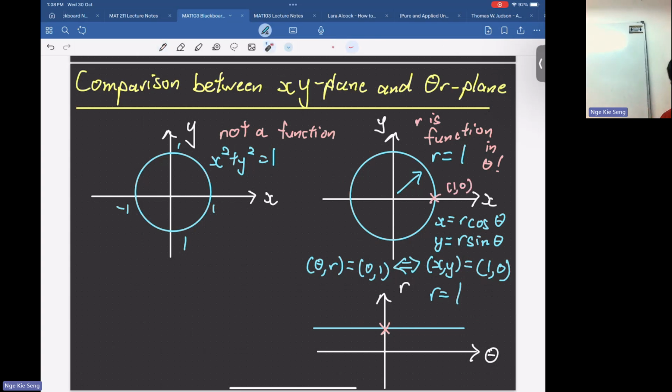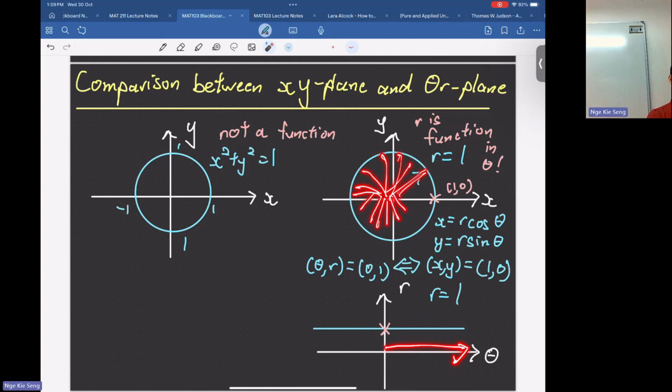Okay, but as you go along, when you increase the angle, what happens? The radius stays the same. So if you go along this angle and plot out the same radius, what do you get? You get a circle, because by definition, a circle is the points with the same distance from the origin in this case. Okay, does it make sense?